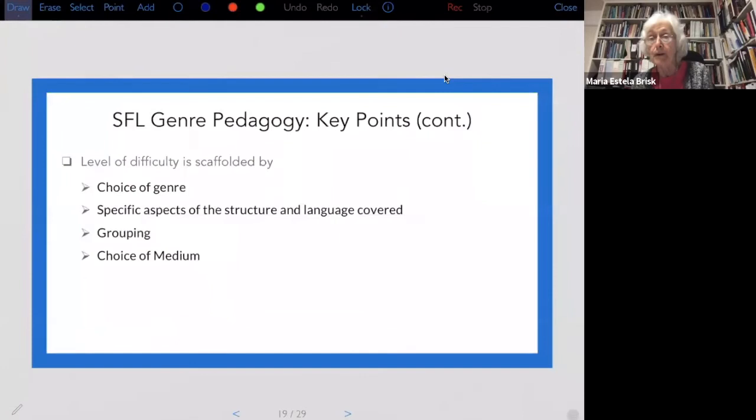One of the ways of helping kids with different language abilities of proficiency or age and maturity is by the choice of genre, by the aspects of the structure and language covered, by the type of grouping of students that you do, and by the choice of medium. And let me show you that quickly, and then we can deal with all the questions.